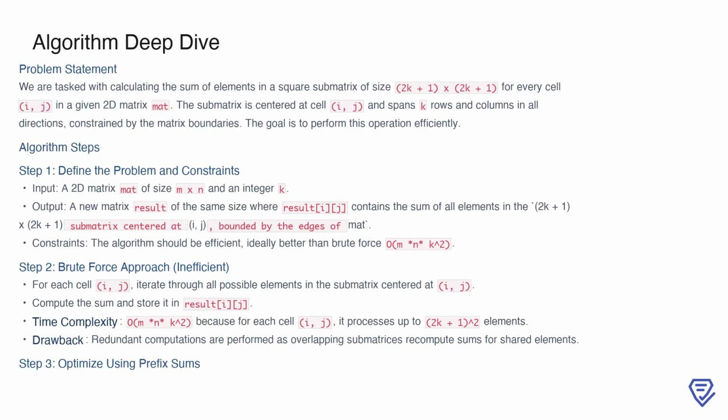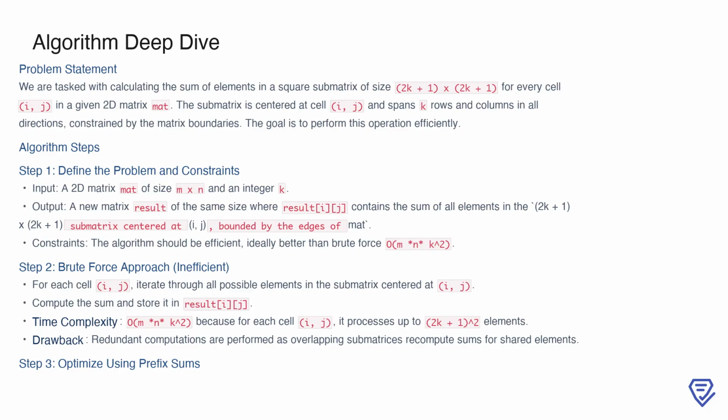To solve the matrix block sum problem, we need to compute the sum of all elements within a square submatrix of size 2k plus 1 by 2k plus 1, centered at each cell i, j of the given matrix. The submatrix's boundaries are constrained by the edges of the matrix itself.